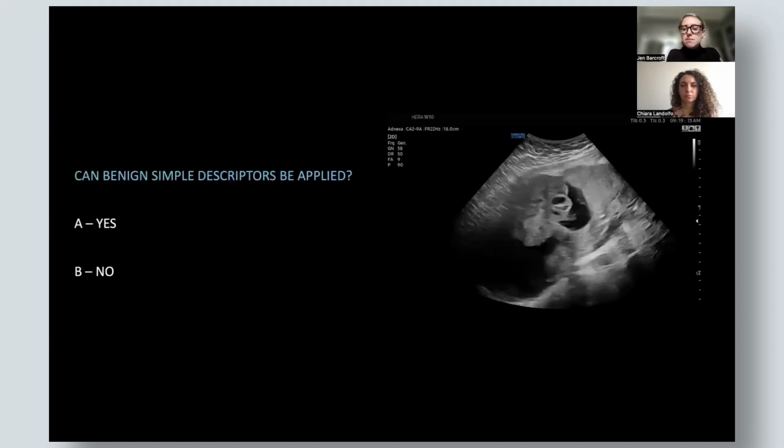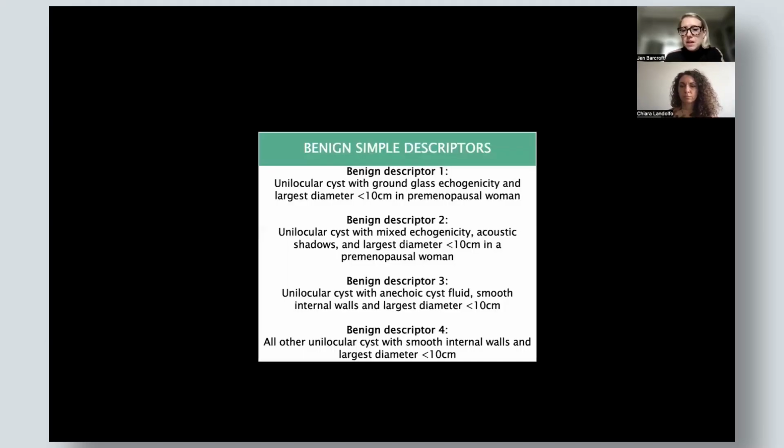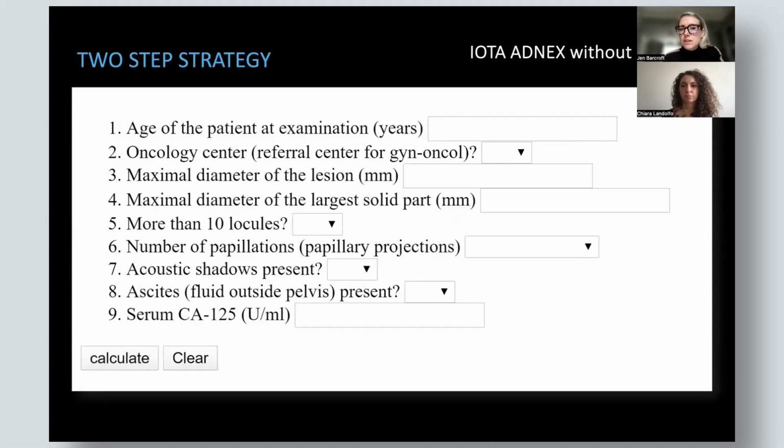So can benign simple descriptors be applied in this case? So just to recap, we have a multilocular solid mass. And when we look at benign descriptors, the really key thing to remember with descriptors is that they can only be applied in the presence of a unilocular cyst. So we have a multilocular solid mass, therefore we don't even need to look at any other features to think whether these can apply because they automatically cannot be applied. So then what do we do next? So the second step in the 2-step strategy is the application of ADNEX.